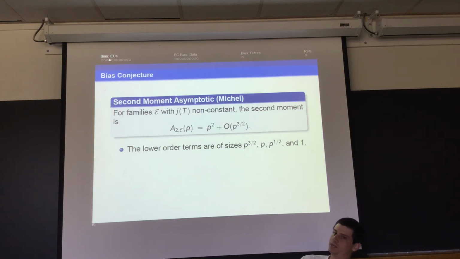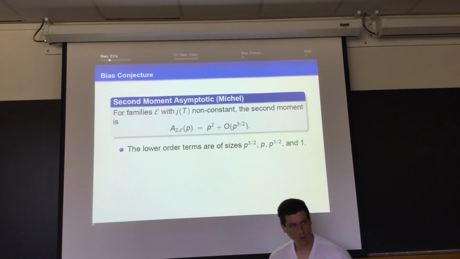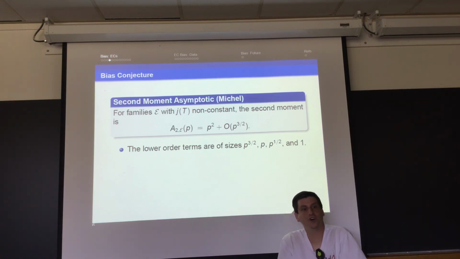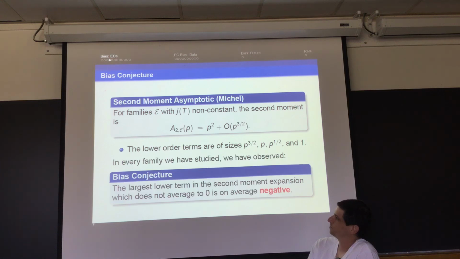Okay. You can also look at the second moment, and Michel showed that as long as this associated quantity to the elliptic curve, j of t, is non-constant, you get p squared plus a correction of size p to the 3/2. And I unfortunately showed that there are some families where the correction is as large as p to the 3/2. Okay. It turns out there's a cohomological interpretation for what's going on. There's a term of size p to the 3/2, p, square root of p, and 1, but it's not necessarily the case that all these terms are non-zero. In every family I've studied, the first term that doesn't average to 0 has a negative average.